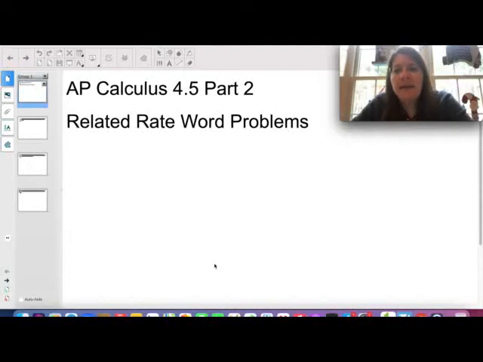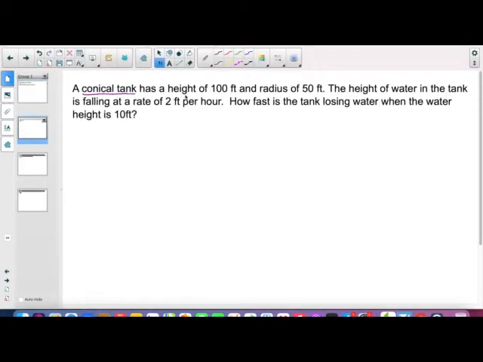This is AP Calculus 4-5, Part 2, Related Rate Word Problems. A conical tank has a height of 100 feet and a radius of 50 feet. The height of water in the tank is falling at a rate of 2 feet per hour. How fast is the tank losing water when the water height is 10 feet?